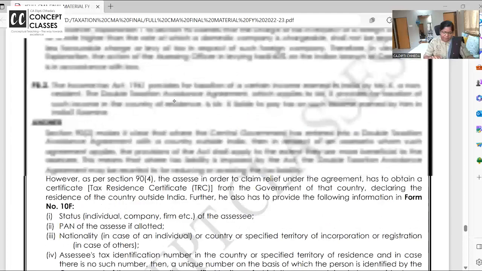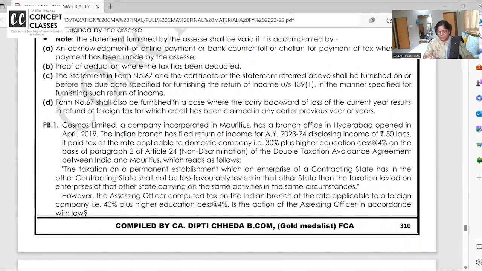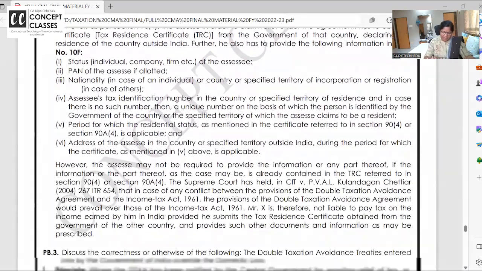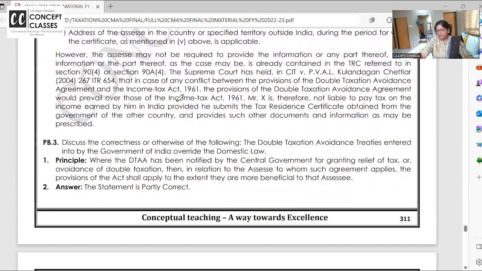One more homework I want to give, dear students, before we close. Problem number 1 and 2. I know it's a concept, it's theory only, but it is very simple, what I have just taught. If you can read and come, I think exactly the same questions are asked again and again. DTAA entered into by government overrides the law, where DTAA has been notified by government for relief, then in relation to SSC, the provisions of the Act shall apply to the extent they are more beneficial. So Act versus DTAA, which will prevail? Act.